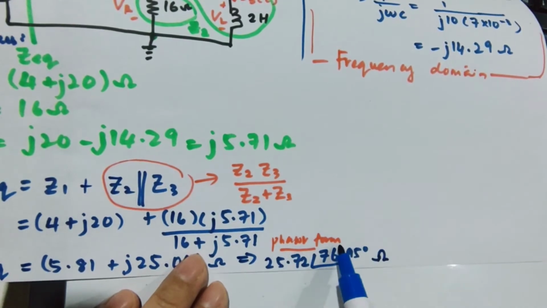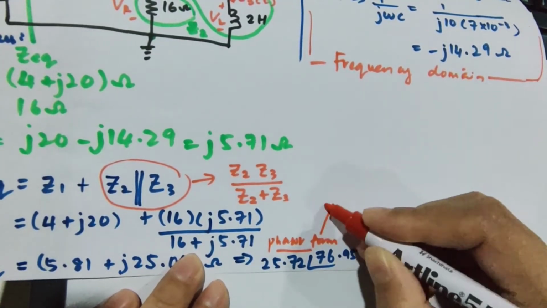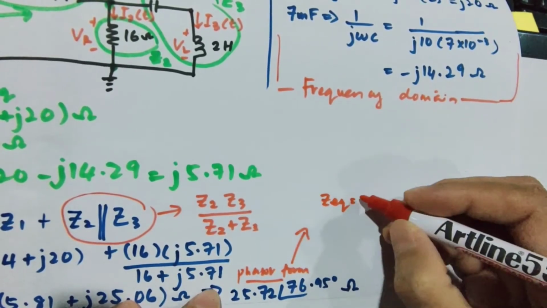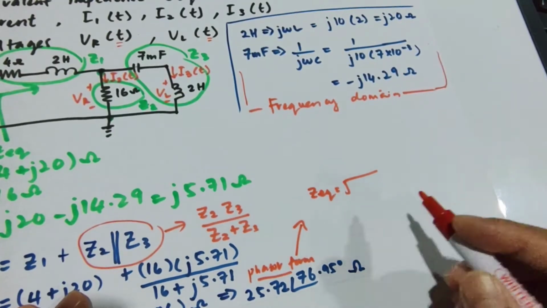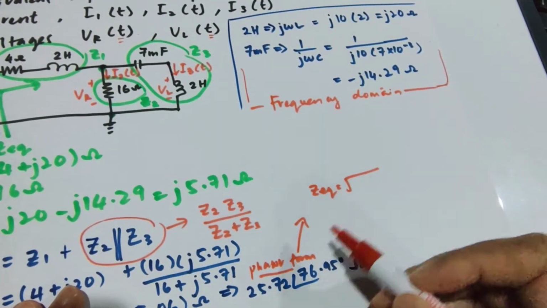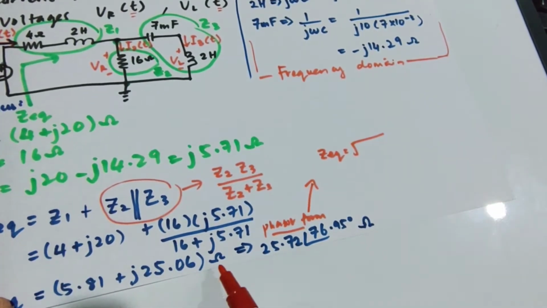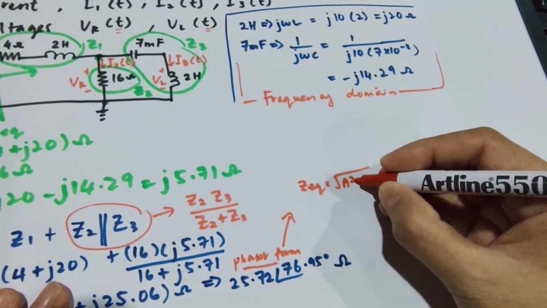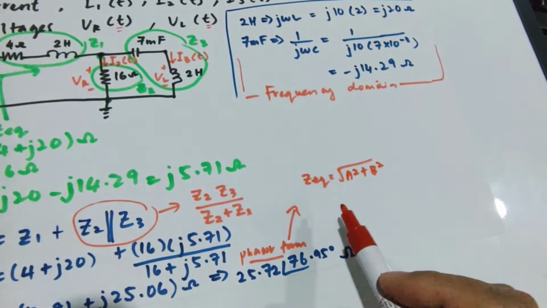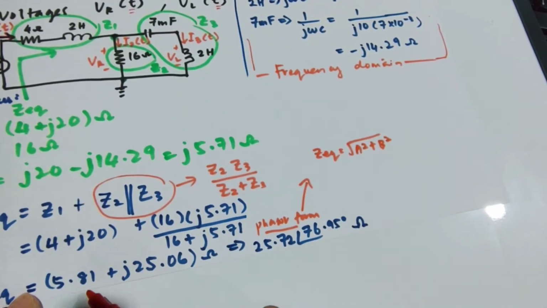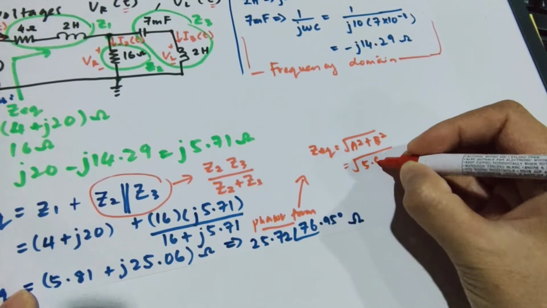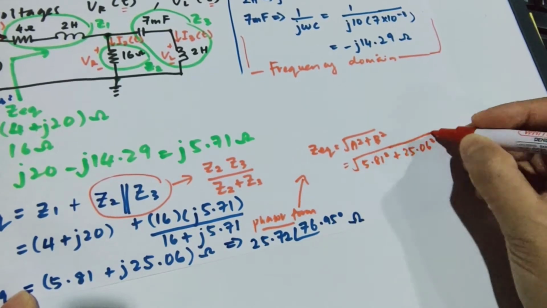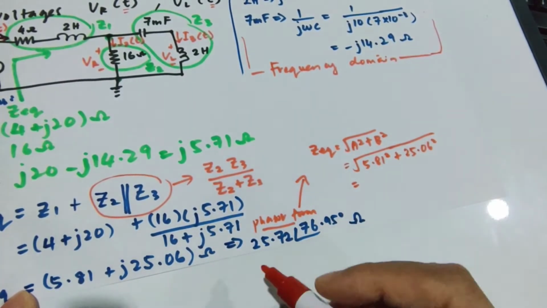As usual, we can use this formula to change from rectangular form into phasor form. The magnitude of Z equivalent equals the square root of A squared plus B squared, where A, which we obtained just now, is 5.81. So 5.81 squared plus B, which is 25.06 squared. You square root it all together, and you will get the value as 25.72.